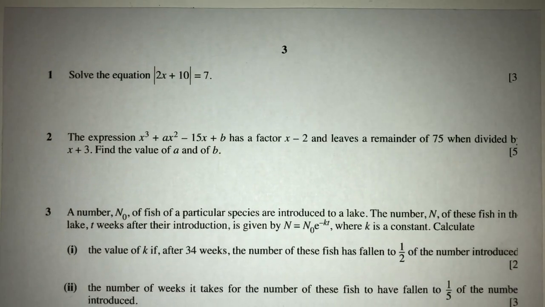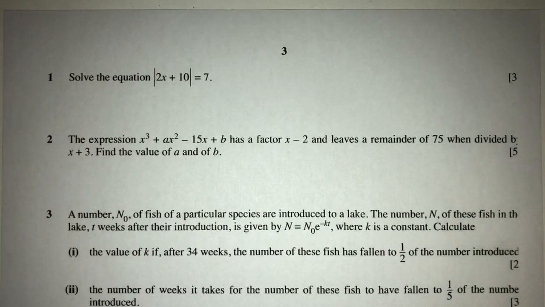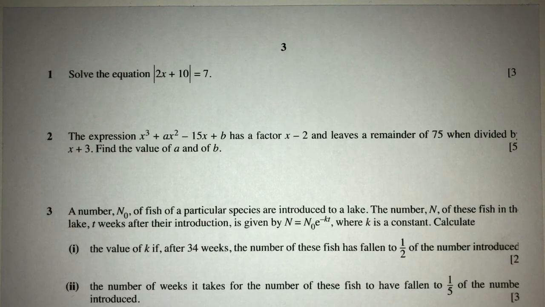Okay, so here we have to solve the equation. So we have modulus of 2x plus 10 equal to 7. So we have to find the values of x. Now, for this question, there's two ways of solving this. One is we can square both sides and then solve for x. And the other way, we can just do this.